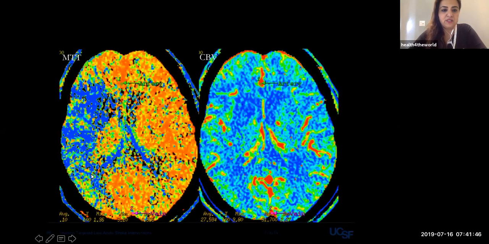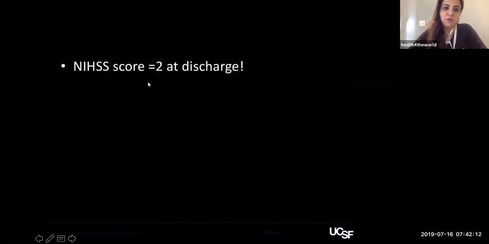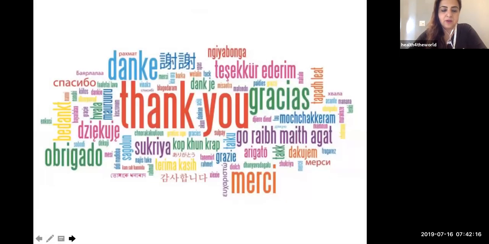On the perfusion, we saw a large defect on MTT, and the CBV was relatively normal. So we see a mismatch here. The CBV is normal and the MTT has a large defect. So we know that there's viable tissue. This is the angiogram. It showed the M2 clot right here in the superior division. Then neurointerventionalists went after that and cleaned it up, and the vessel is open now. And the patient did so well. The NIH stroke scale was 2 at discharge. All right, thank you very much.